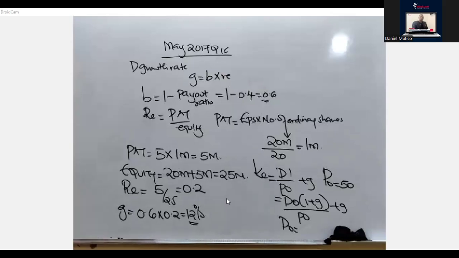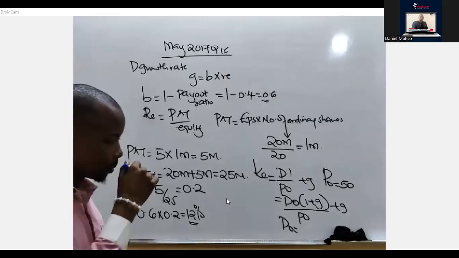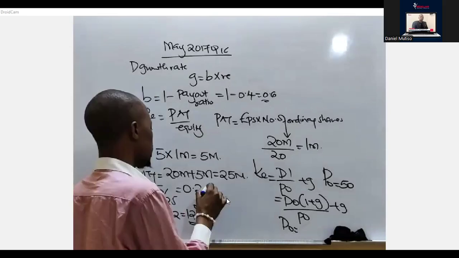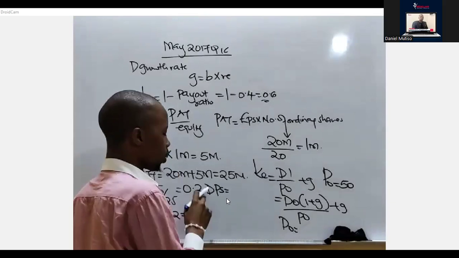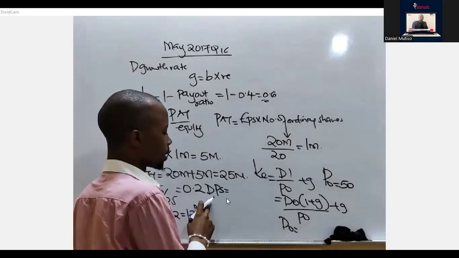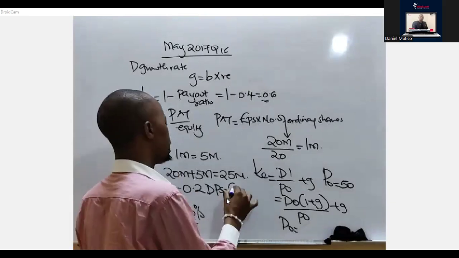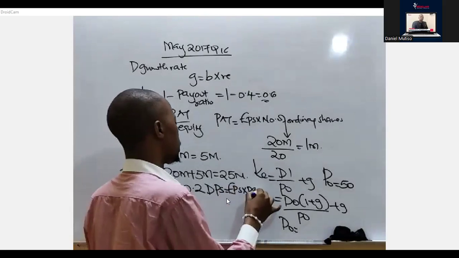So how am I going to be getting the DPS? Very simple. It means the examiner has not given you the DPS. The dividend per share is not provided. So how am I going to get it? Very simple: the earnings per share we multiply by the payout ratio.